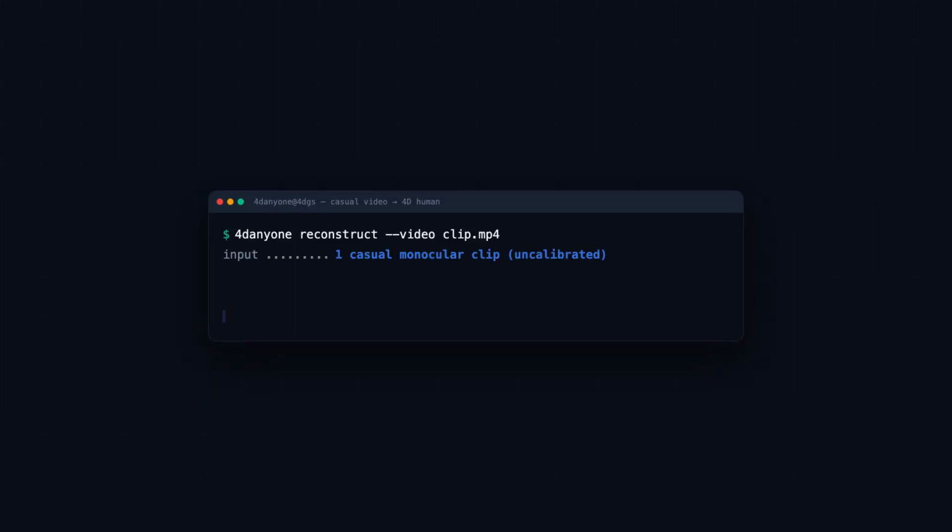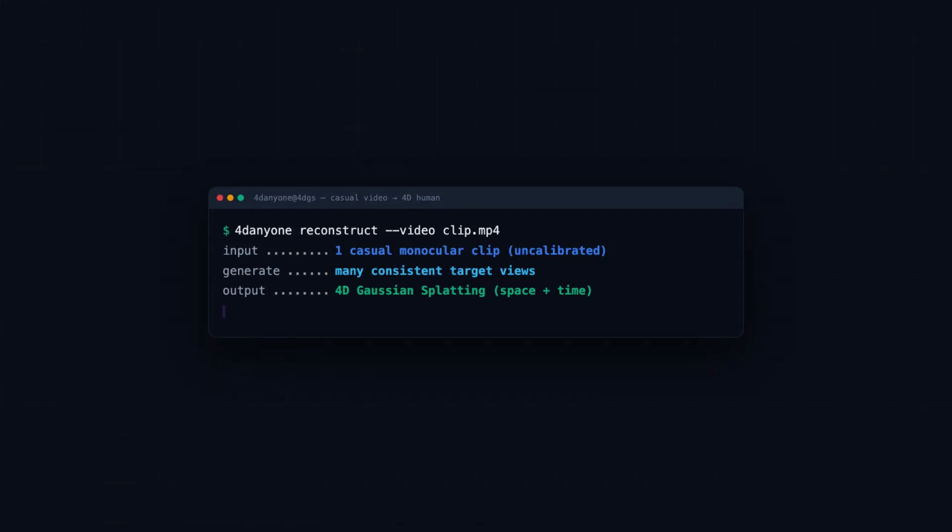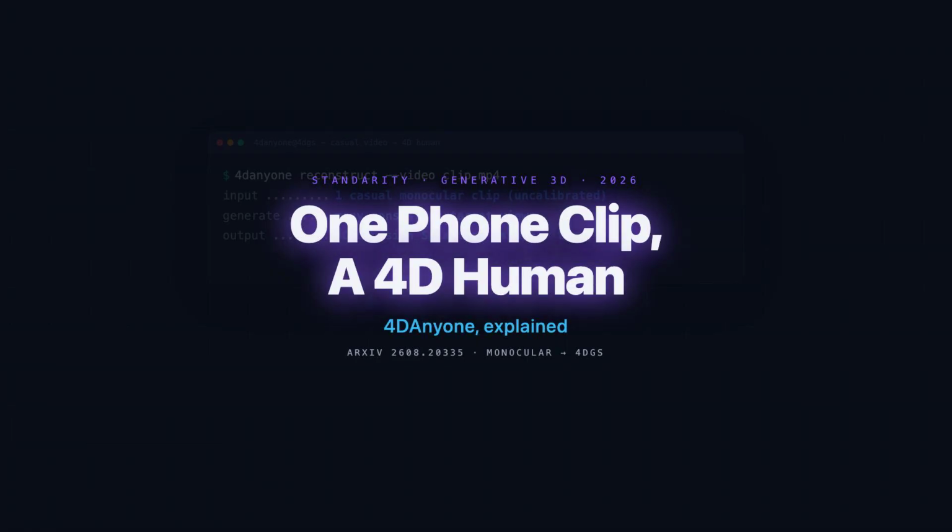Point your phone at a friend walking across a room, one shaky handheld clip. No special rig. A 2026 method called 4DAnyone turns that single casual video into a full four-dimensional human, one you can orbit around and scrub through time. That fourth dimension is time on top of three-dimensional space, so you get a moving view-from-anywhere reconstruction. Let's see how it pulls that off from one uncalibrated camera.